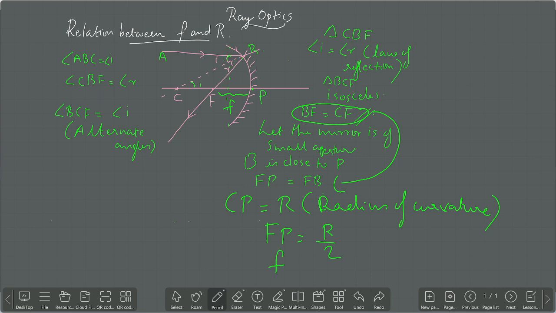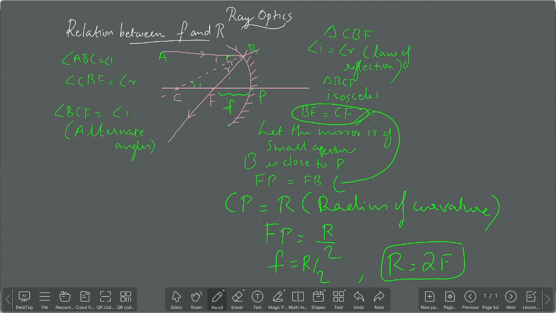So we can write F is equal to R by 2 or R is equal to 2F. That's all, the relation is solved. Okay. Look at the board again, very simple relation. We took a triangle which is isosceles. From that you got what? This side and this side are equal.